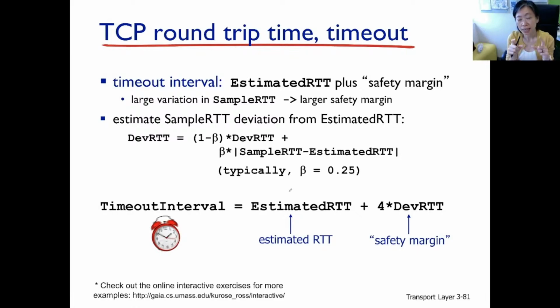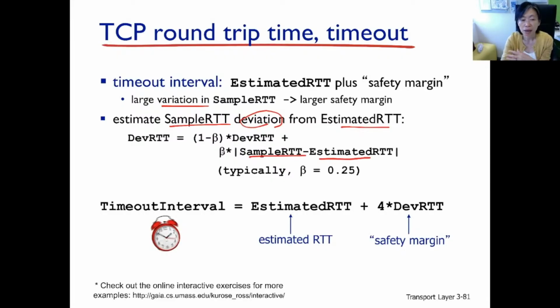And the thinking behind setting the safety margin is this. If the sample RTT fluctuates a lot, we use a larger safety margin, right? Small fluctuation, smaller margin. Therefore, the key is to estimate the variation of the sample RTT. So the challenge boils down to estimating the variation of sample RTT. And that can be done this way. Sample RTT is the instantaneous RTT, and estimated RTT is the variable storing the average RTT. So the deviation is essentially what? The sample RTT subtracting the average RTT.